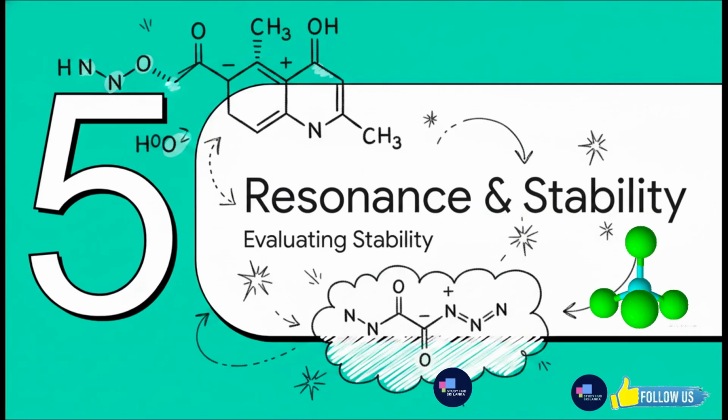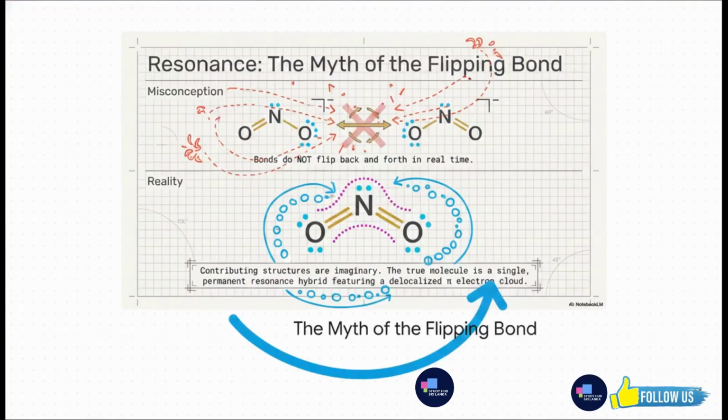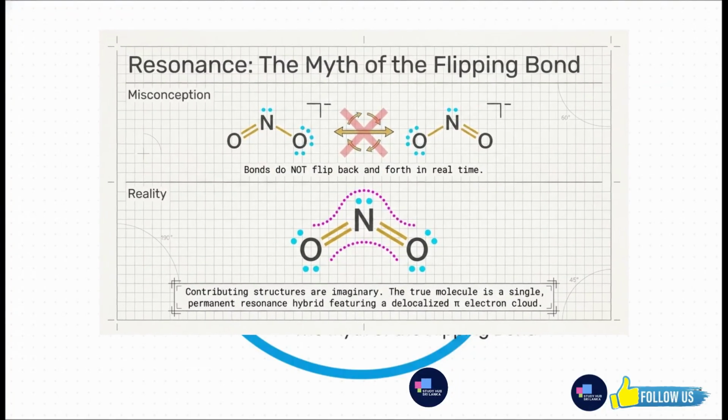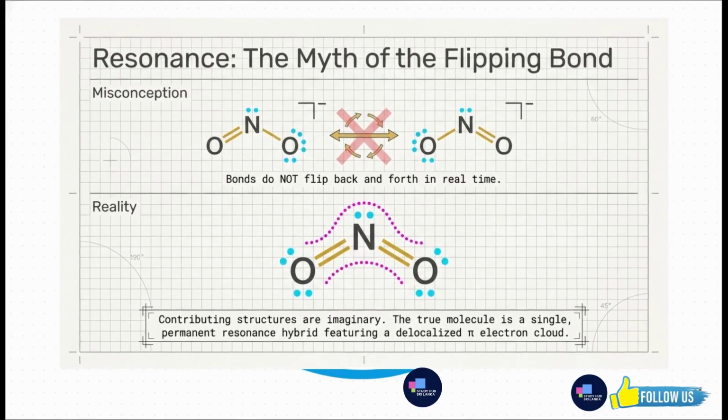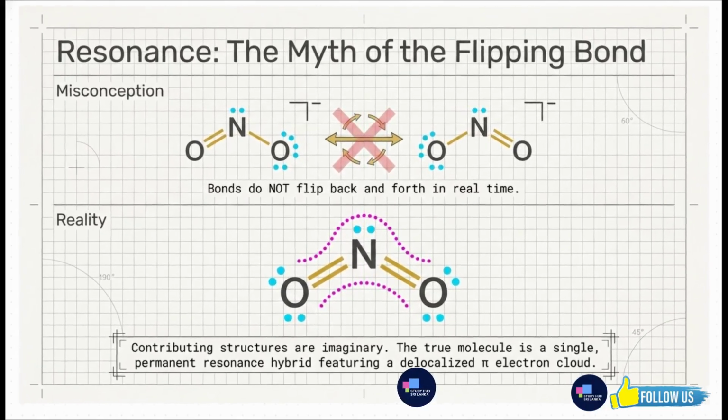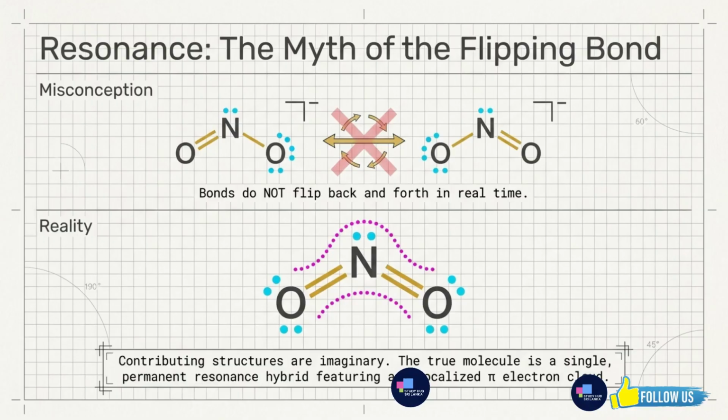Moving to Section 5, Resonance and Formal Charge, Evaluating Stability. First things first, let's debunk a very common misconception. I call it the myth of the flipping bond. When you draw resonance structures for something like the nitrate ion, it honestly looks like a double bond is just constantly flipping back and forth between the oxygen atoms in real time. But that is absolutely not true.